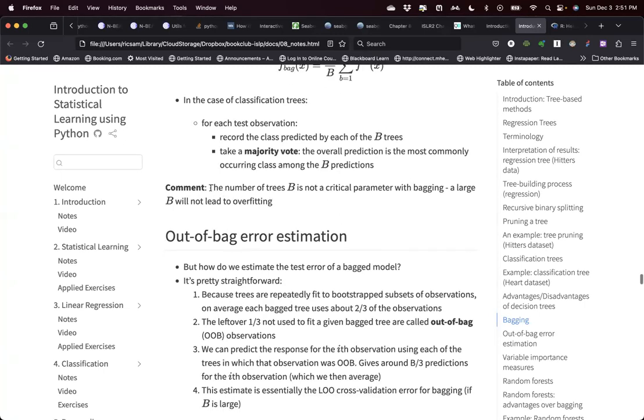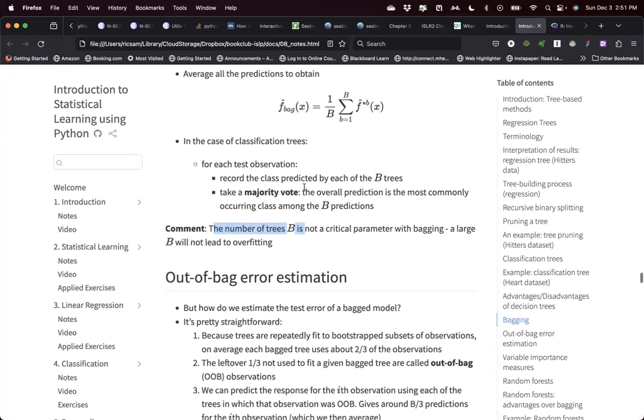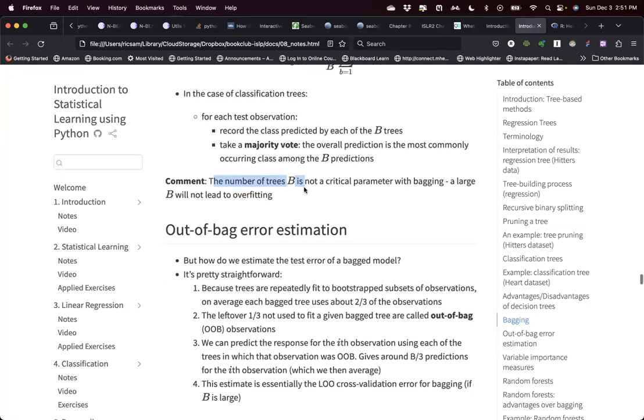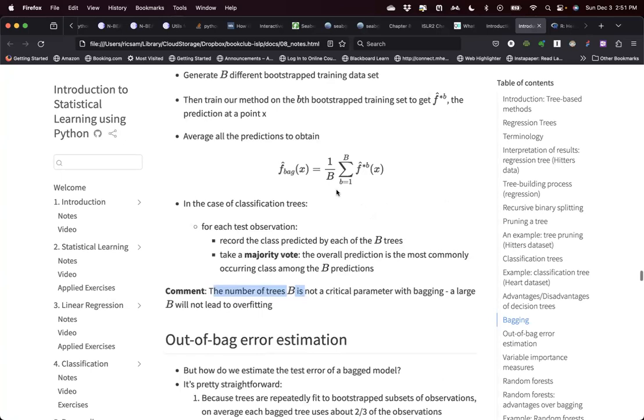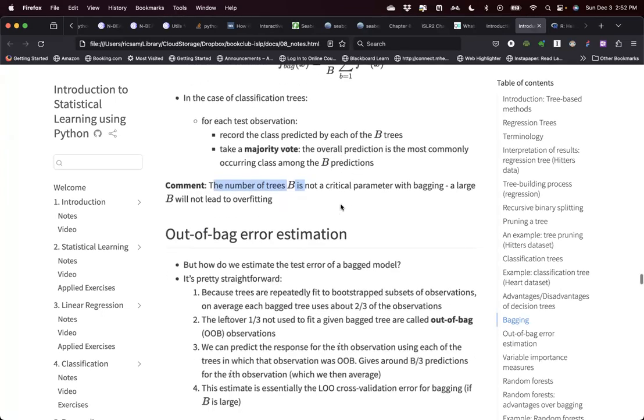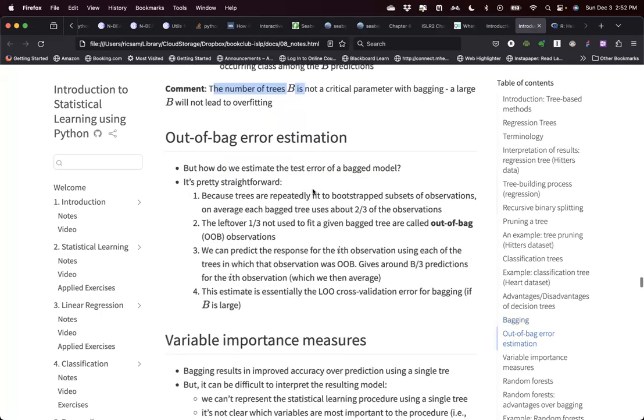And comment. Usually the number of trees in those bootstrap sample trees is not a critical parameter with bagging. A large B will not lead to overfitting. Why? Because we are trying to smooth those variances with the majority vote mechanism, or with the average of the result of the trees.